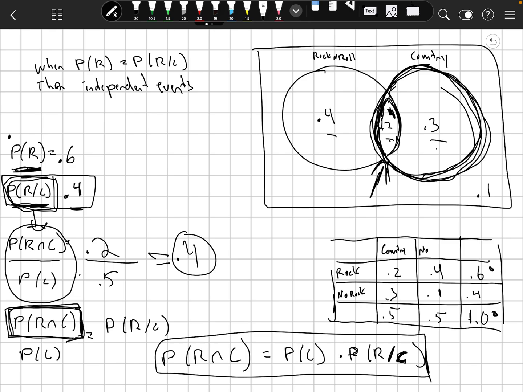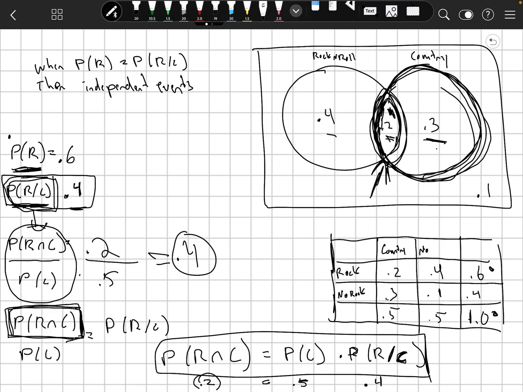So let's just plug the numbers in. The probability of country is 0.5, and the probability of rock and roll given you like country is 0.4. Let's see. Yeah, 2 out of 5, that's 40%, 0.4. And then if we multiply 0.5 by 0.4, we end up with 0.2 right there. And so that's how we get that intersection.